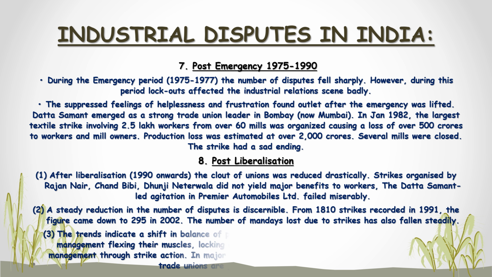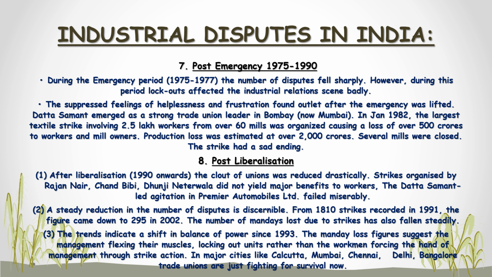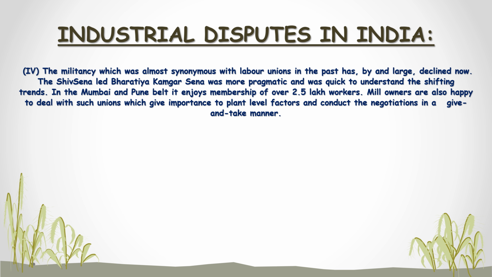The trends indicate a shift in the balance of power since 1993. The mandays loss figures suggest the management flexing their muscles, locking out units rather than the workmen forcing the hand of management through strike action. In major cities like Calcutta, Mumbai, Chennai, Delhi and Bangalore, trade unions are just fighting for survival now. The militancy, which was almost synonymous with labor unions in the past, has, by and large, declined now.